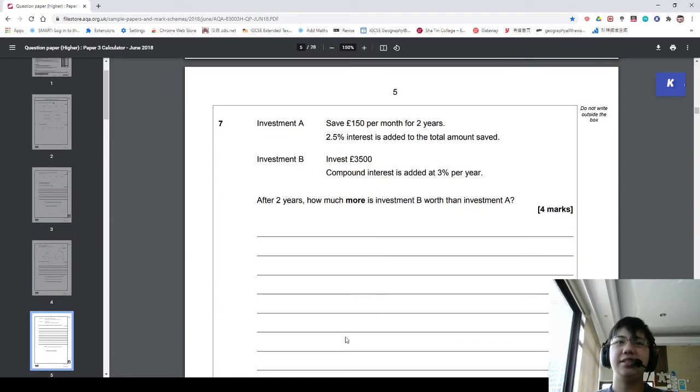Moving on to question 7. Here there are two investments, investment A and investment B. Investment A states that you can save £150 per month for 2 years, and 2.5% interest is added to the total amount saved. While investment B states that you can invest £3,500 and compound interest is added at 3% per year.